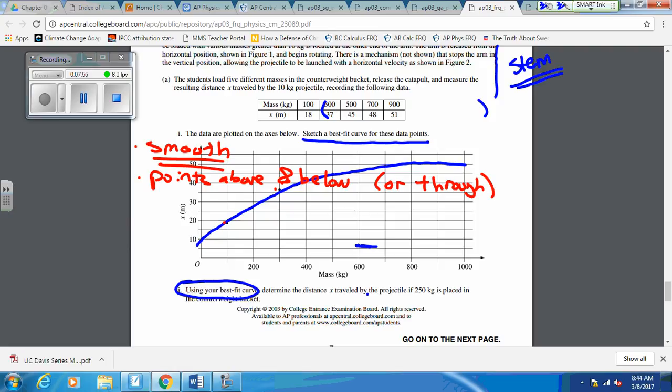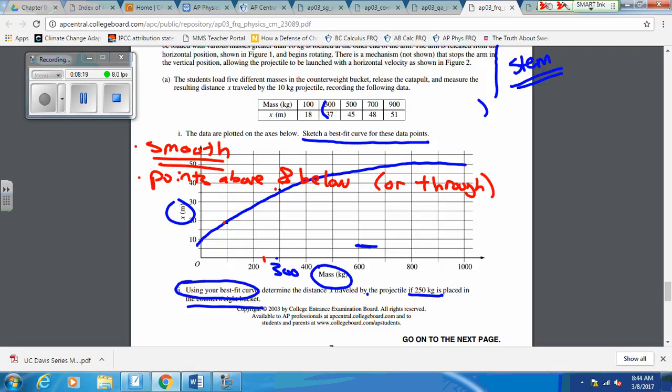Determine the distance x. Oh, look, x is on this axis. The travel by the projectile if 250 kilograms is placed in the counterweight bucket. This is the mass placed in the counterweight bucket. 250 is going to be found, oh, gotta be careful. Is it found here? Let me check. That number is 300.